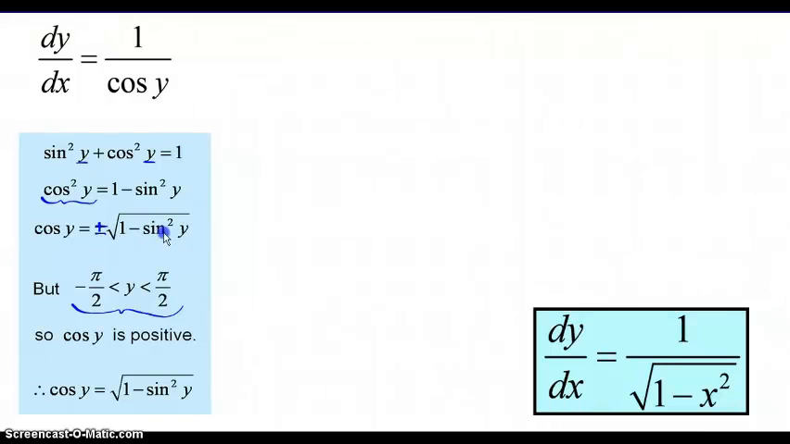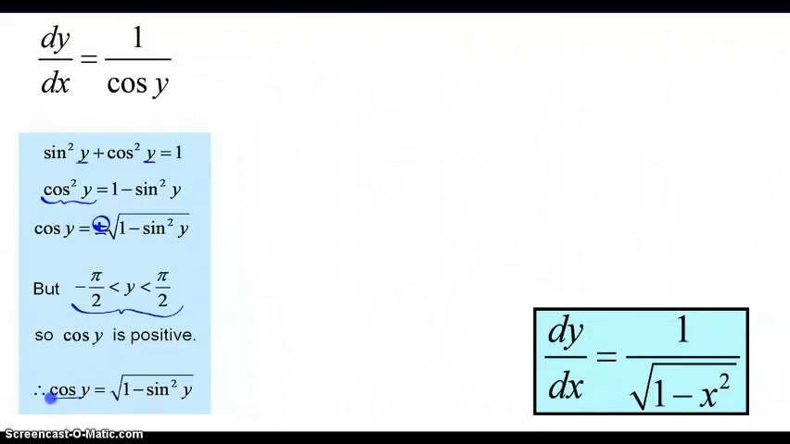Is it the positive root? Is it the negative root? On this interval, cosine is positive. Cosine is positive on the interval from negative pi over 2 to positive pi over 2. Look at the graph of the parent cosine function and you'll see that I'm right about that. That's a great big hill, the top part of the cosine function. So we're after the positive root.